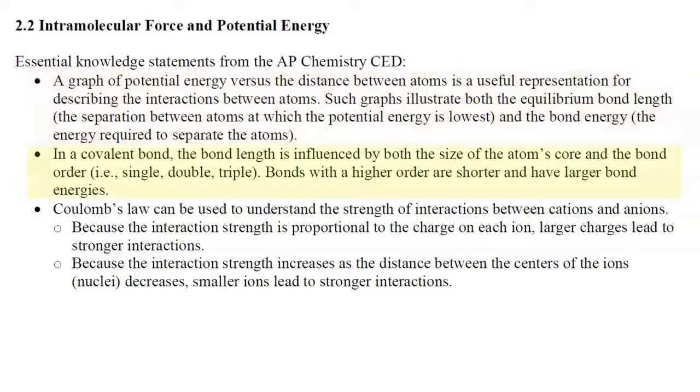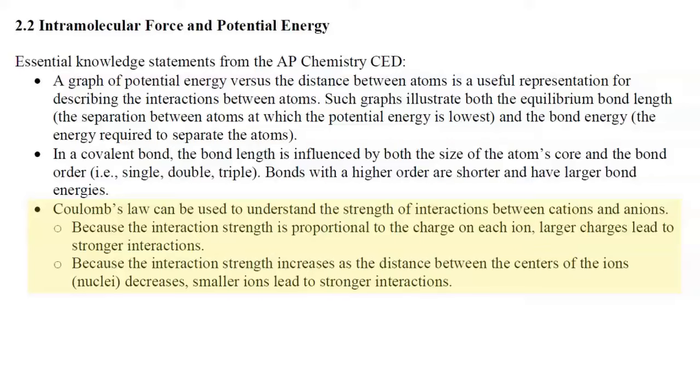In a covalent bond, the bond length is influenced by both the size of the atom's core and the bond order, that is, single, double, or triple. Bonds with a higher order are shorter and have larger bond energies. Coulomb's law can be used to understand the strength of interactions between cations and anions. Because the interaction strength is proportional to the charge on each ion, larger charges lead to stronger interactions. Because the interaction strength increases as the distance between the centers of the ions, the nuclei, decreases, smaller ions lead to stronger interactions.